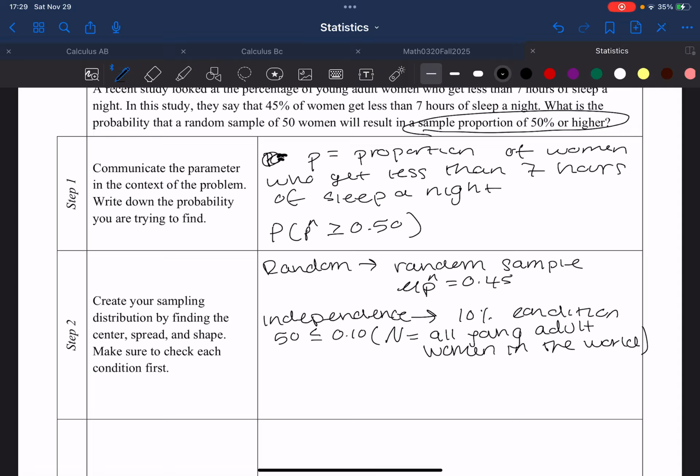Because of this, we're able to find sigma of p hat by using the formula. So the square root of 0.45 times 1 minus 0.45, all over 50. And this gives us 0.0704. And then lastly, we have to prove that it's approximately normal, and we do that by using the large counts condition.